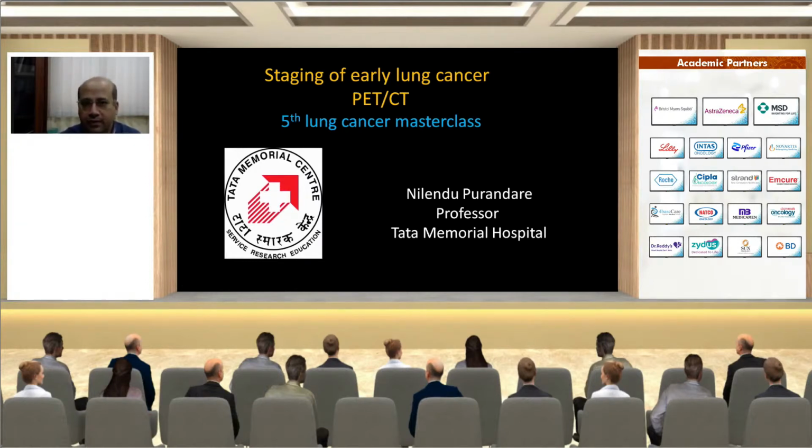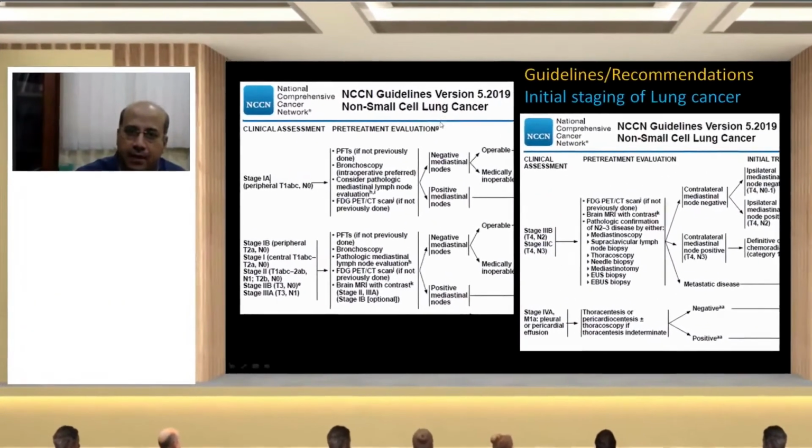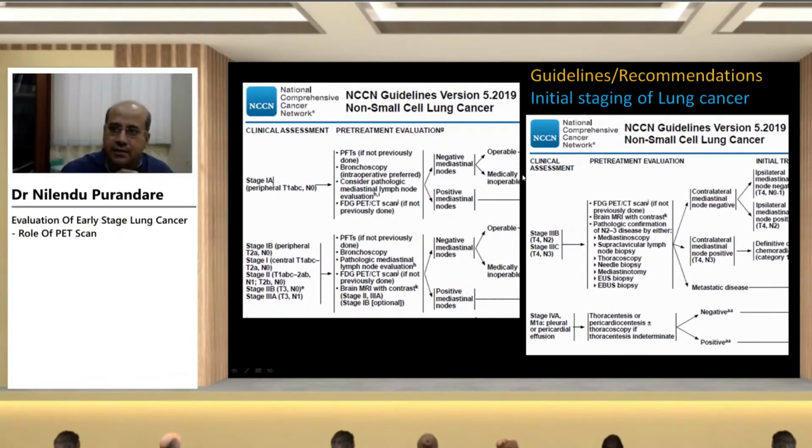And so, as I said earlier, we'll be speaking on the role of PET CT in staging of early lung cancer. As we know, most guidelines and recommendations recommend the use of FDG PET CT for initial staging of lung cancer. This is seen in the NCCN guidelines across various stages of lung cancer. If you read the guidelines, they very clearly state that FDG PET scan is to be done in the initial staging workup of lung cancer.